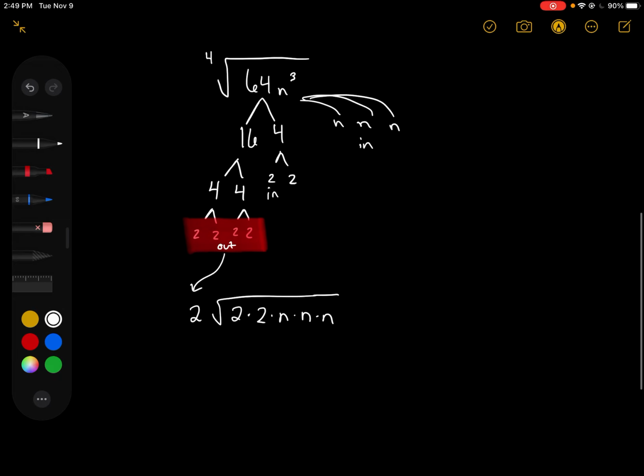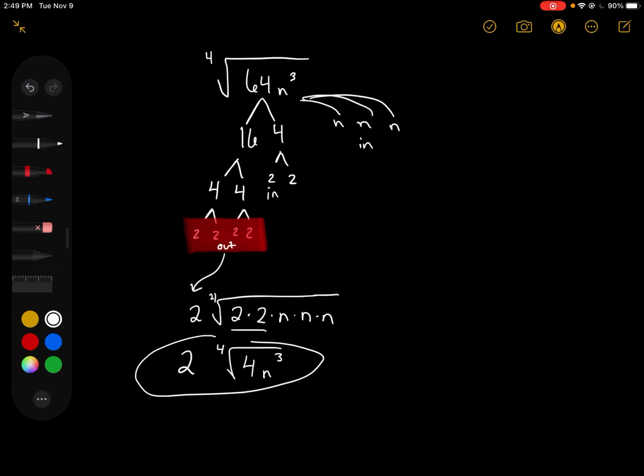So what this ends up doing is we'll have 2 times 2 is 4. We have 3 n's, or that's n to the 3rd power, all inside of our root. We can't change our root, so it's still an index of 4, so we have to make sure to write that index of 4. And 2 is the number on the outside up front. So this is going to be our final answer here. And that's about as challenging as these questions are going to get.